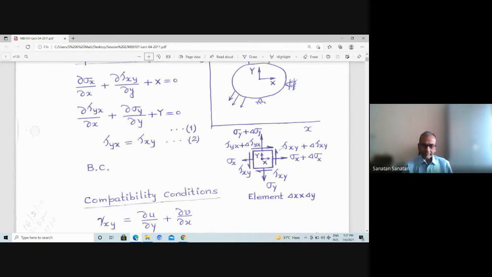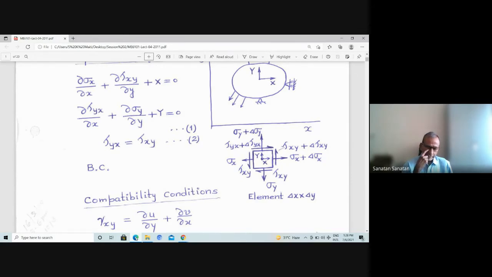That means this element of size delta x by delta y is subjected to some stresses on the boundary of it. The right hand side vertical face, the face of size delta y, is called the x face because its outer normal is directed in the positive x direction. So on the x face of the element, I can have two stresses. One is normal stress, which is indicated by sigma x plus delta sigma x, and there will also be shear stress, parallel stress, which is tau xy plus delta tau xy.